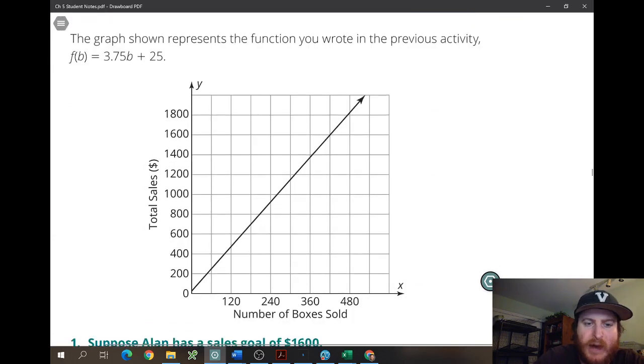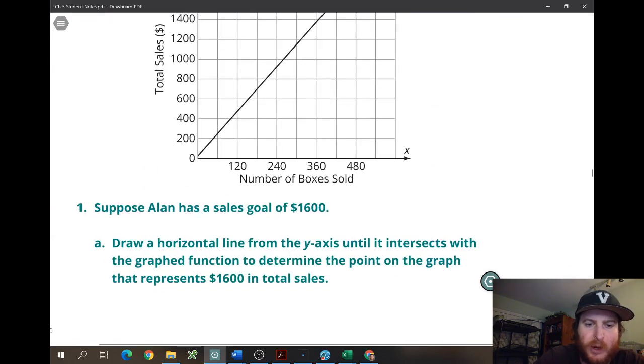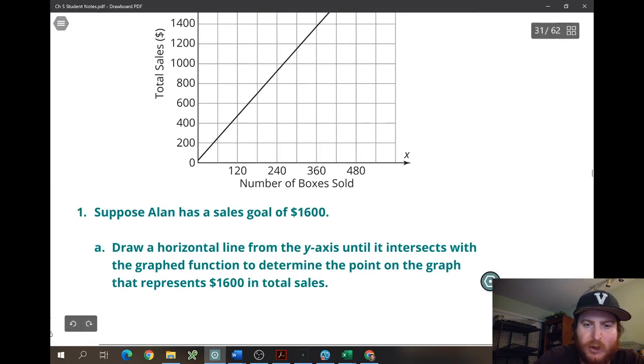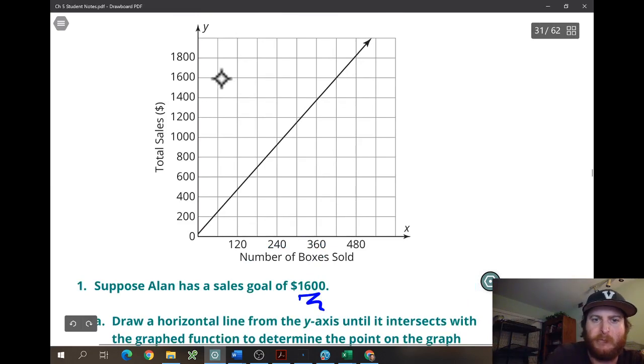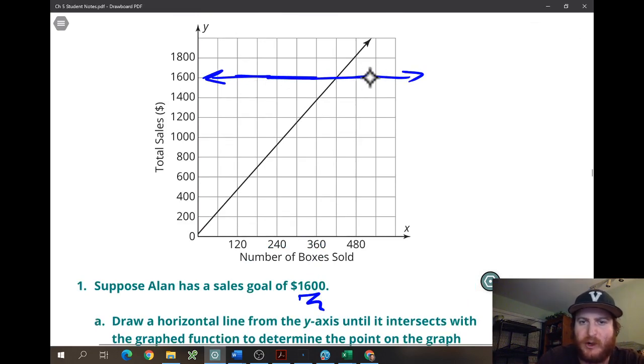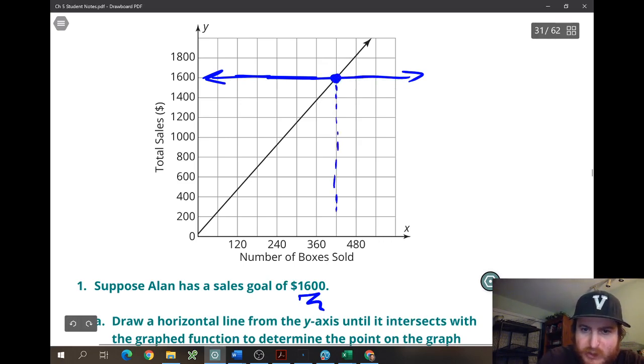So now we have this graph. Suppose Alan has a sales goal of $1,600. So he's trying to reach a goal of $1,600. If we were thinking about when that would happen, we could draw a horizontal line at 1,600. When we draw a line, I like to add our arrows. So at 1,600, where does it intersect with this graph? It intersects with that graph at a point. We drop this down.